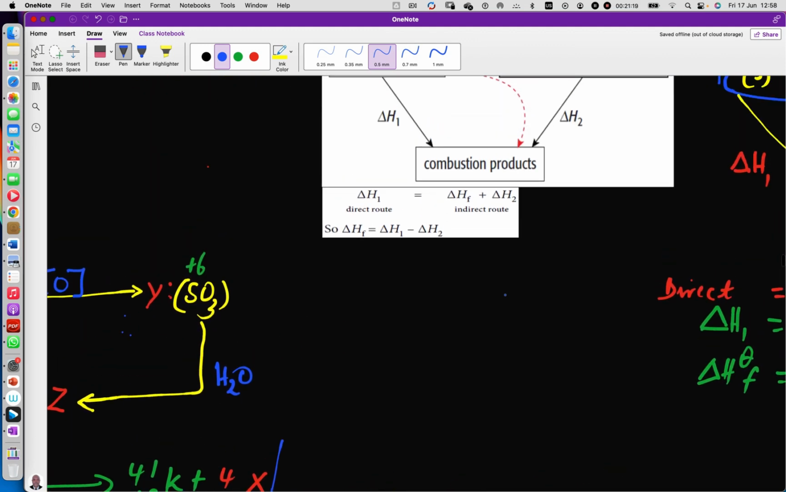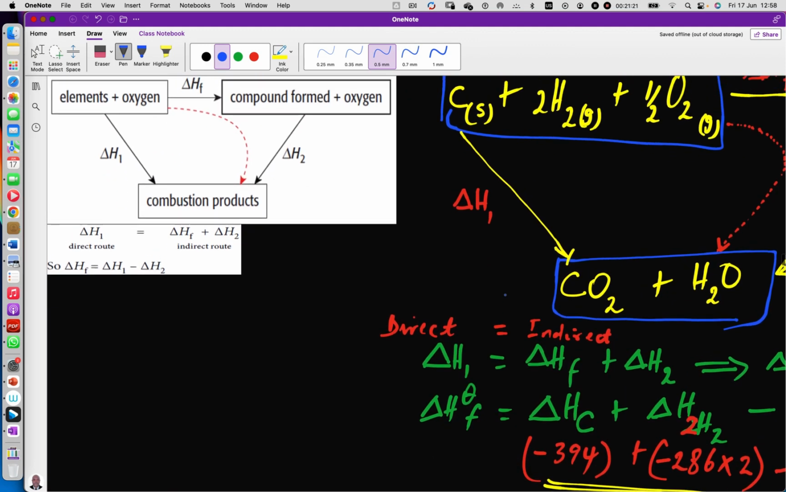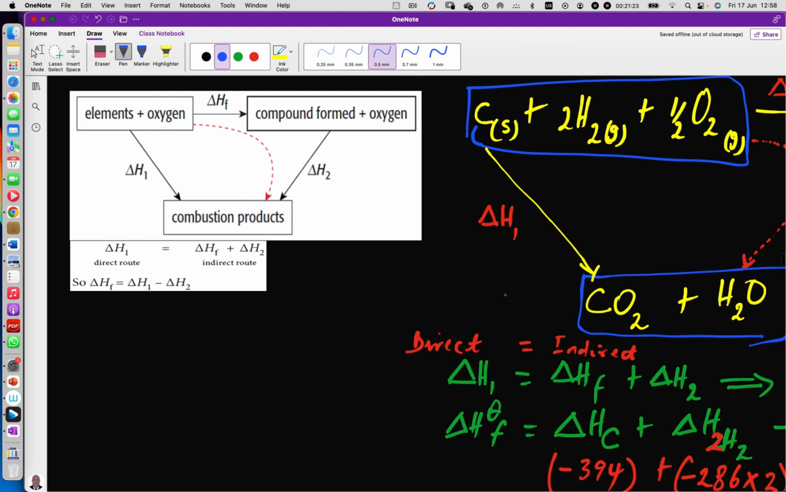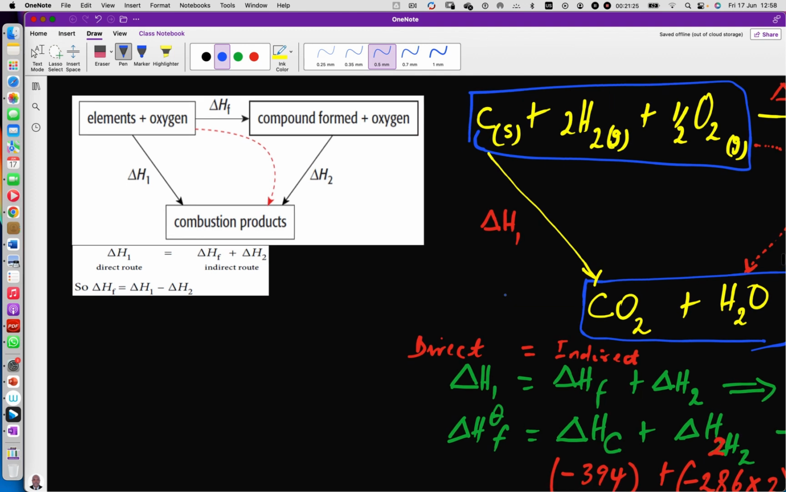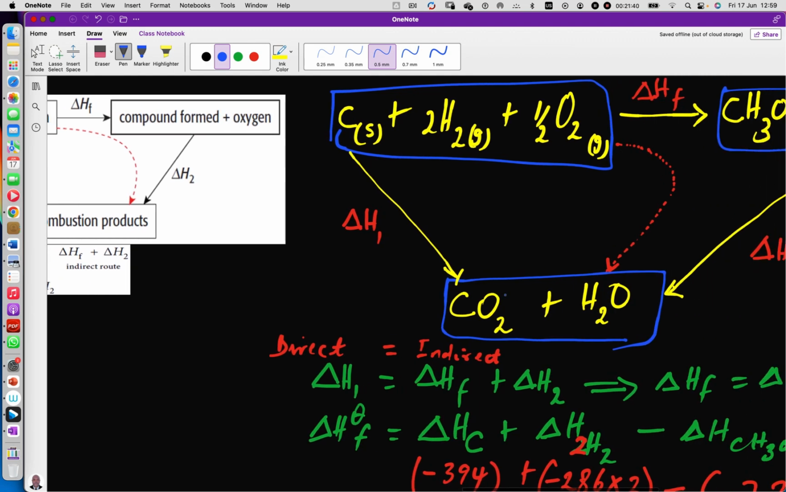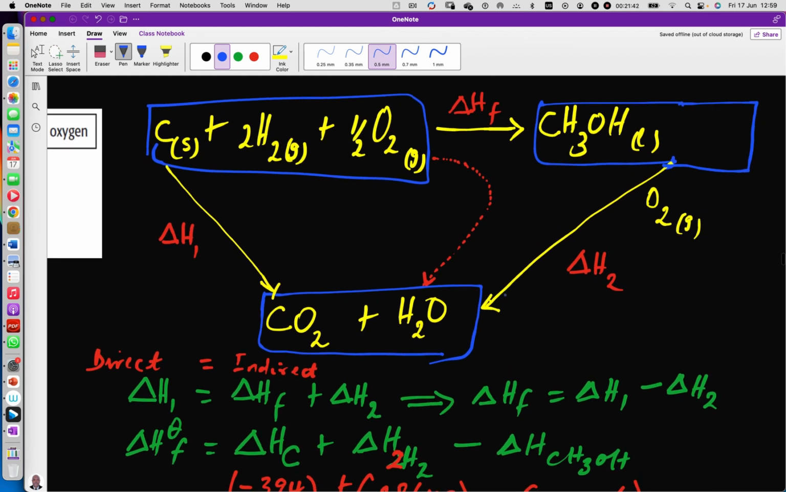This is what you can get here. After applying this is the formula: element plus oxygen, enthalpy of formation to give the compound formed. Then you combust the compound again, you have the combustion product. Or you can come directly. If I'm writing that, this is what you are going to have: carbon plus hydrogen plus oxygen.